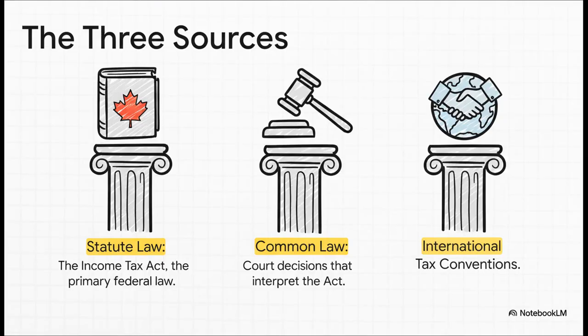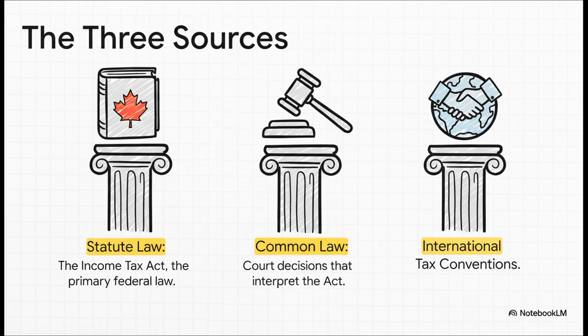So think of our tax law as standing on three main pillars. The first and the biggest one is statute law. This is the Income Tax Act itself, the big, complex rule book written by the government. But words can be tricky. That's where the second pillar, common law, comes in. This is all about court decisions. Judges interpret what the act actually means in the real world. A perfect example, the act is kind of fuzzy on the difference between business income and a capital gain. We really only know the difference because of decades of court cases that have hashed it out.